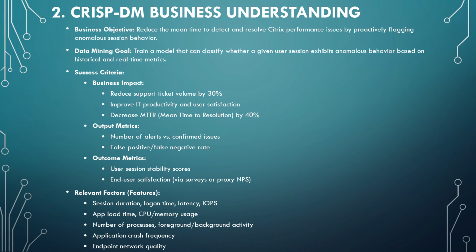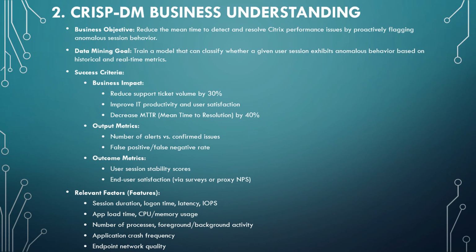From the CRISP-DM perspective, the objective is clear. We need to reduce support load and downtime by being proactive. We need to identify performance problems. Our success will be measured using both output and outcome metrics. From the output standpoint, we include model-level measures like precision and recall. What we want is to use the model to detect real issues while avoiding false positives.